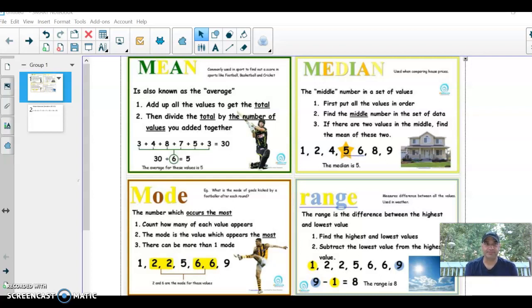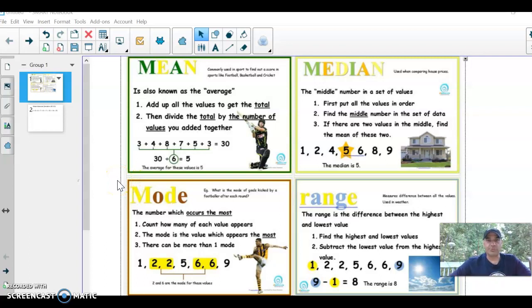So again, the mean, start up here, is also known as the average. It's when you take all the numbers in a data set and you add them up. In this case, you get 30, and there's 6 numbers. So 30 divided by 6 is 5. So the mean is 5.